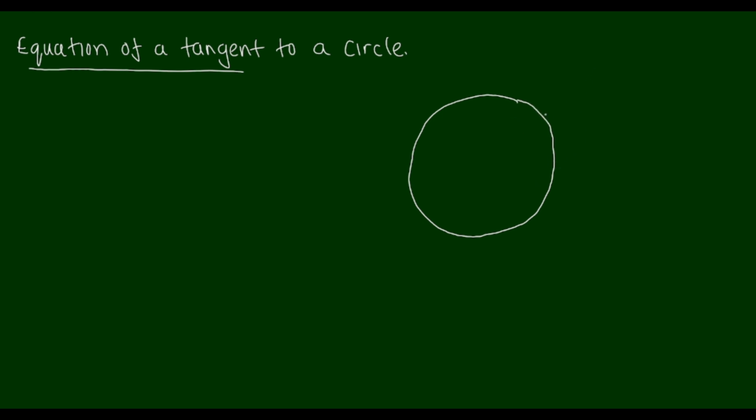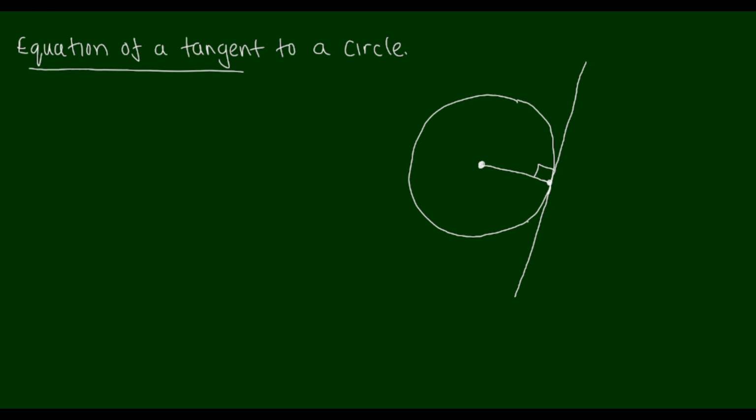Let's say we have this circle. We can have a tangent like this, which is touching the circle at one point. A tangent is always perpendicular to the radius. So this will assist us a lot to find the equation of a tangent.